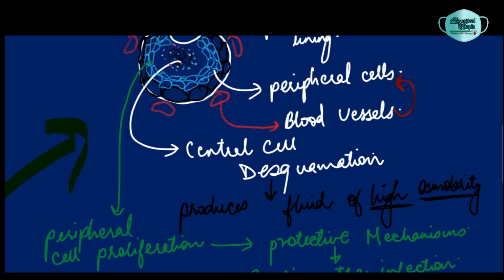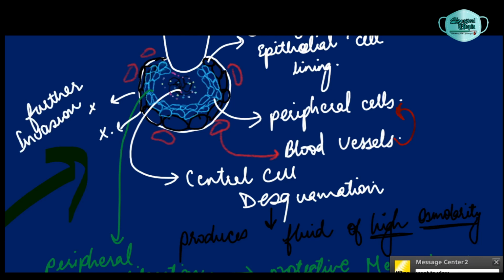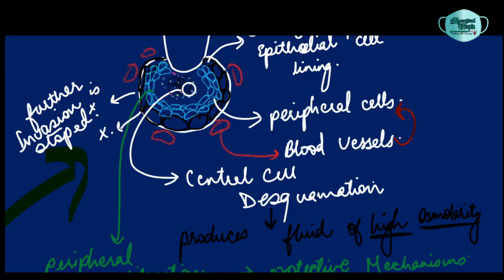So now we have a cyst which is formed, which contains in its central portion the desquamated epithelial cells with fluid of higher osmolarity, and it is surrounded by a single layer or sometimes multiple layers of epithelial cells, confining the infection to that particular region itself and preventing its spread further to the surrounding structures.